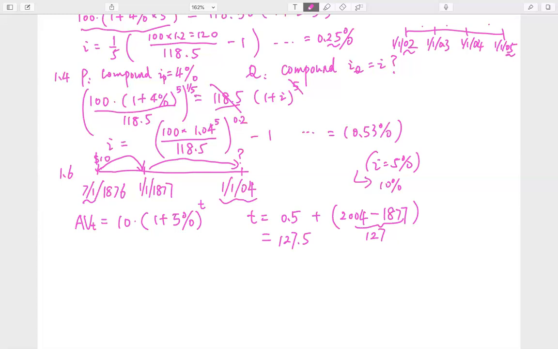When you use the end time minus the starting time, make sure they start from the same date. Otherwise you cannot just do the subtraction.